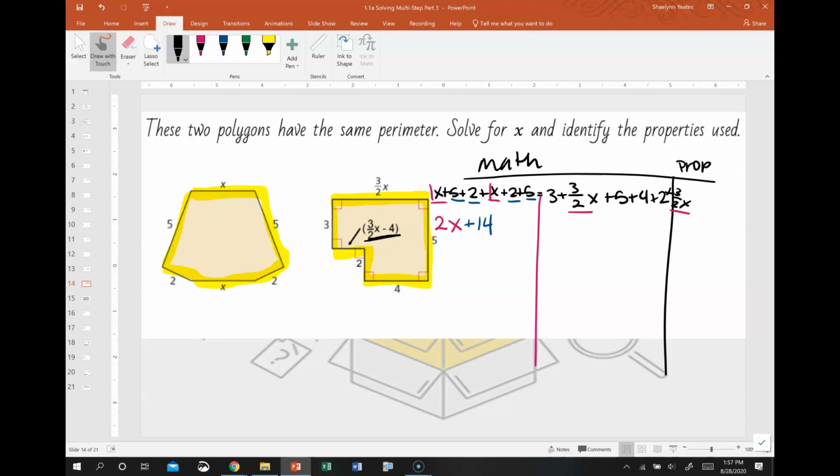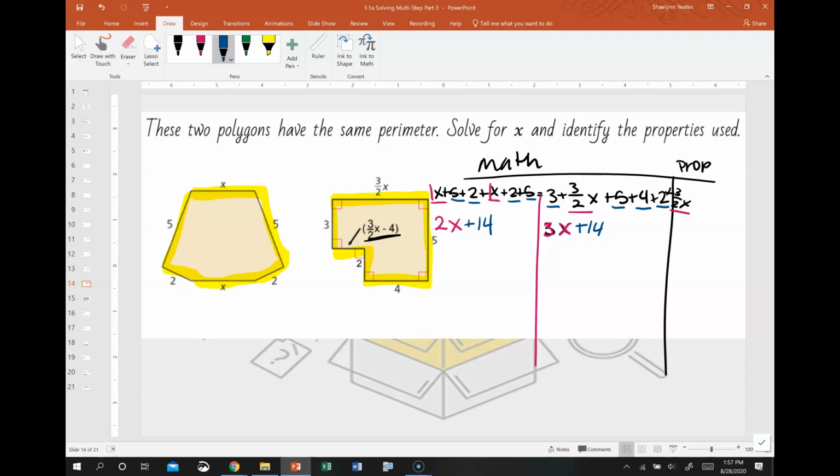So I've got, well, it's 6 halves and 6 halves is 3. So we've got 3x. And then we've also got to combine all these like terms. So we've got a 3, a 5, a 4, and a 2. So 3 plus 5 is 8, plus 4 is 12, plus 2 is 14. So we've got 3x plus 14.